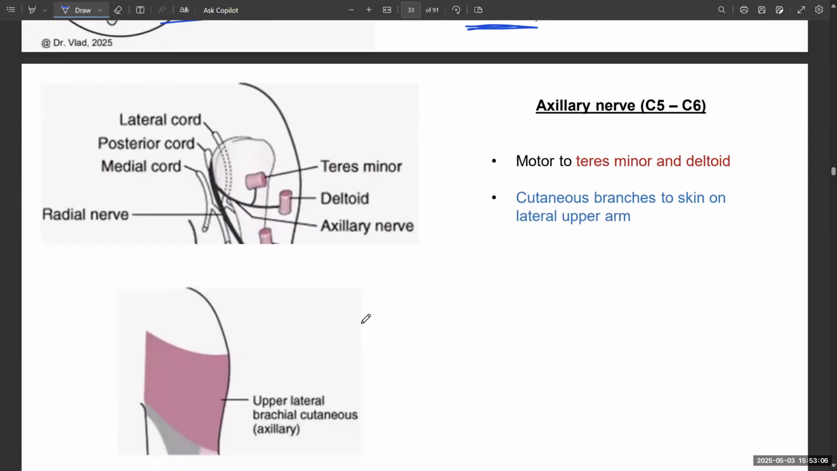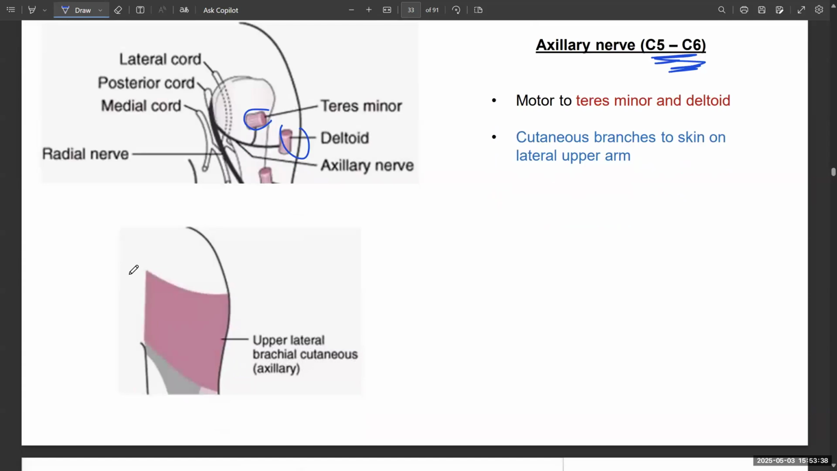When we talk about the axillary nerve, recall, where does the axillary nerve come from? It comes from the posterior cord. That's right. So basically, this is C5 to C6. Remember that the posterior cord has a spectrum. It goes from C5 to T1, but the axillary nerve is from C5 to C6. It is motor to teres minor and the deltoid. This is teres minor here and deltoid here. And cutaneous branches to skin on the lateral upper arm.